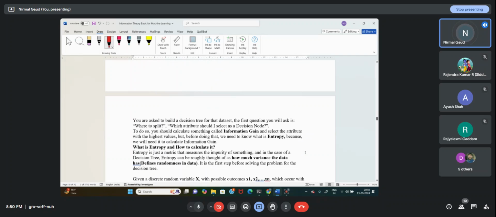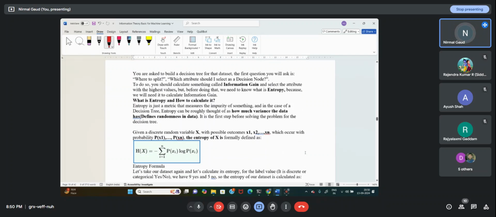Okay, so what should we do? The point is, we are going to split the data, but from where? That's the question. From where am I going to split? I will be discussing this in detail ahead when I teach decision tree.